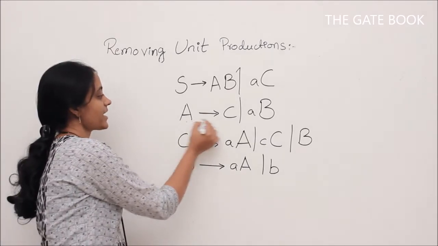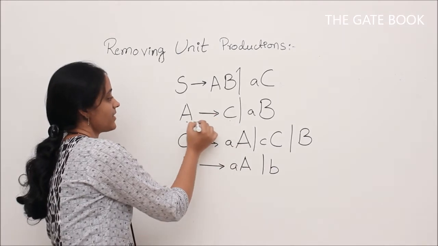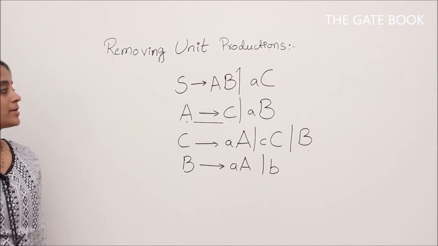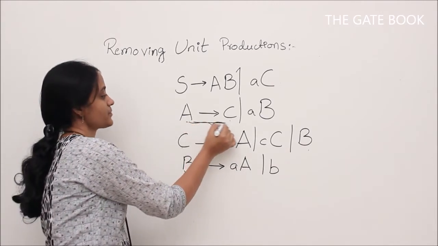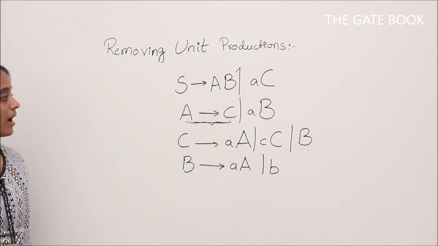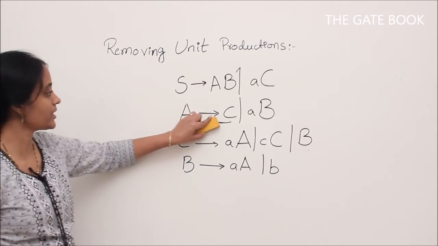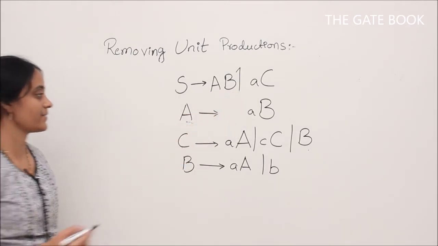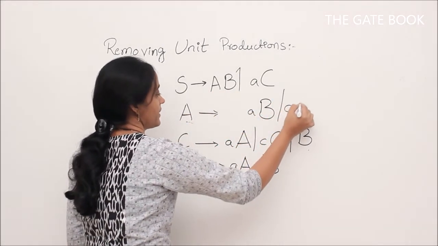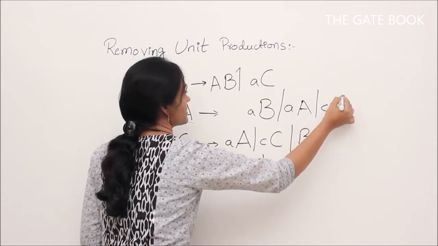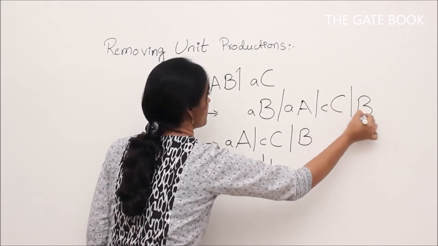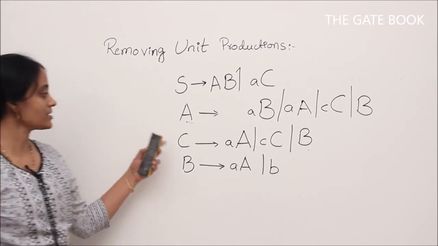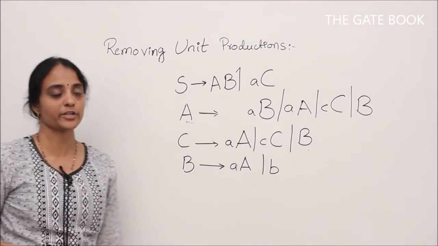Now we'll see how to remove unit productions from this grammar. How many unit productions does it have? One is this one, A derives C, and the other one is C derives B. Now we'll start with one. So let's assume that we want to remove this production first, A derives C. How do we do that? So to do this, we just replace C with all the productions that C is deriving. So we will add AA, CC, B. We have removed one, but we got one because C also has a unit production.